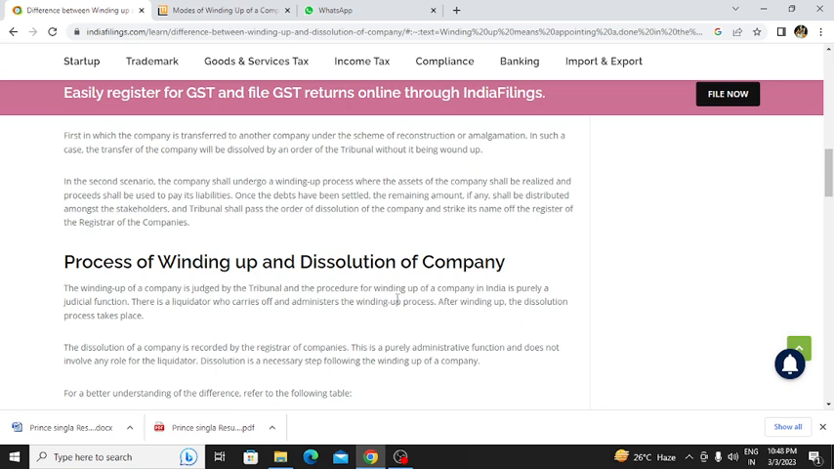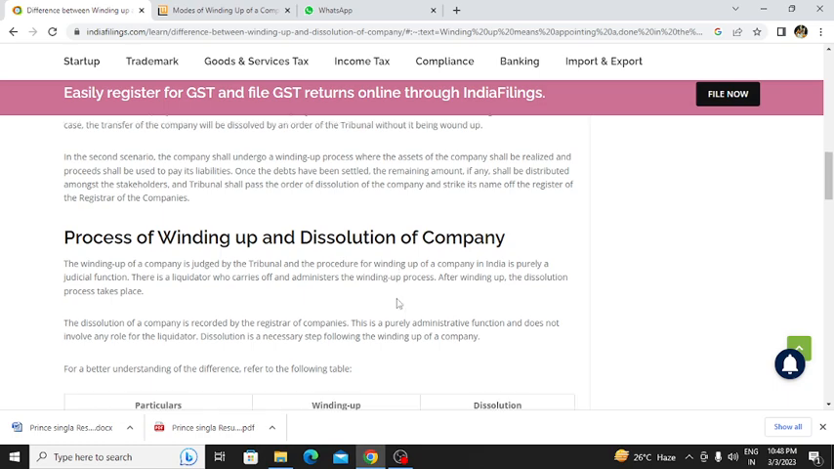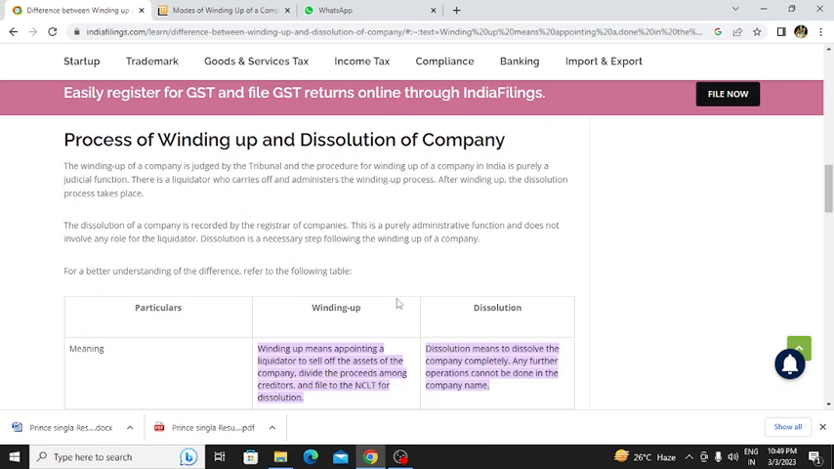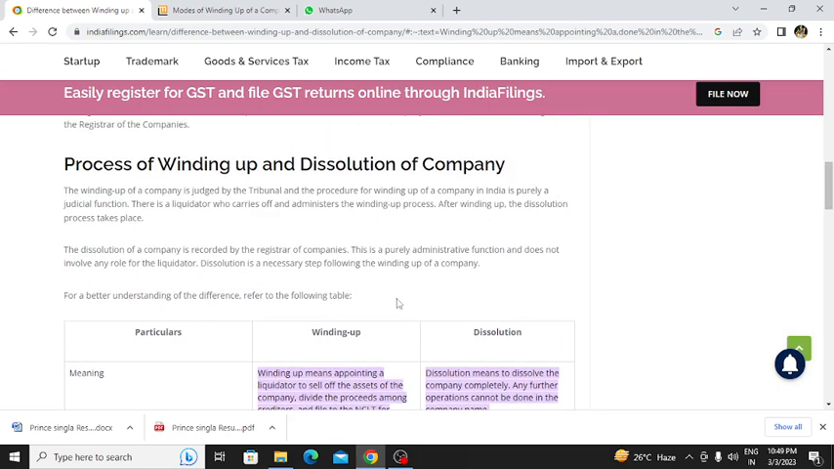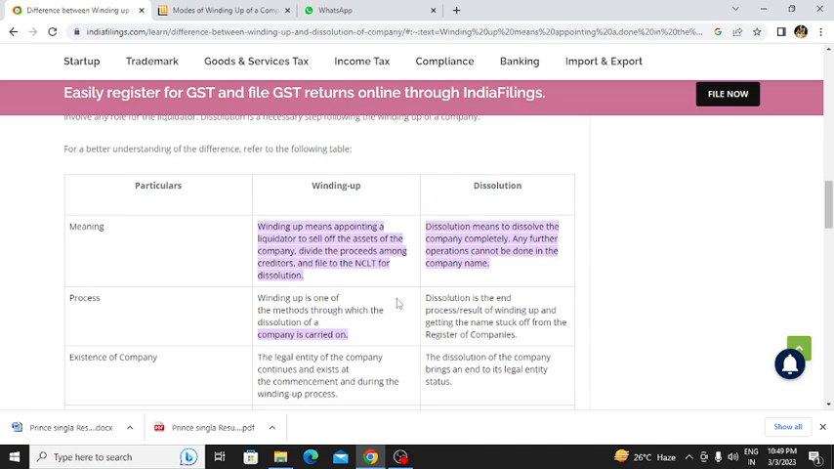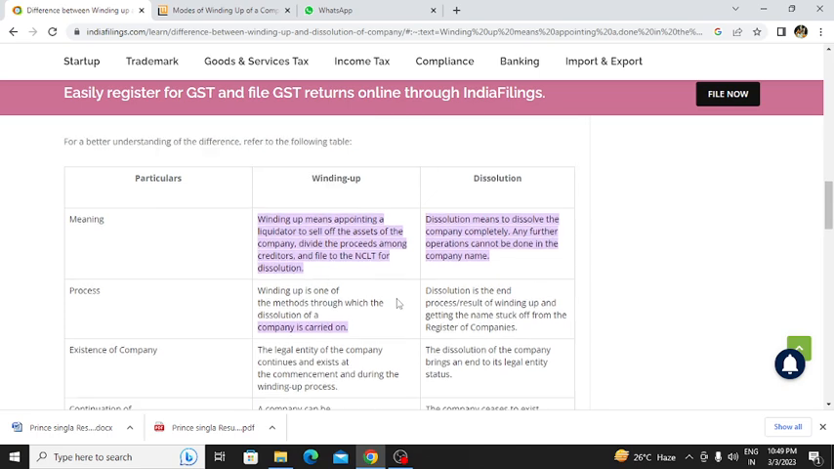The second scenario is the winding up process, where the assets of the company are realized and the amount is used to pay its liabilities. After all these settlements, if something remains, it is distributed among the shareholders, and the name is struck off the Registrar of Companies, the ROC. So what is the process of that? It is a two-way process, as we know. So what is the difference between them?